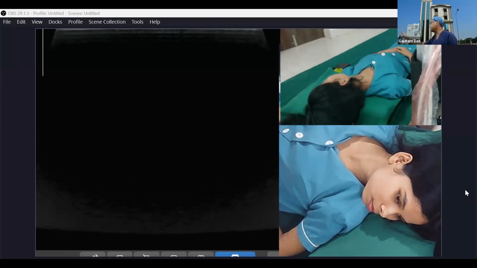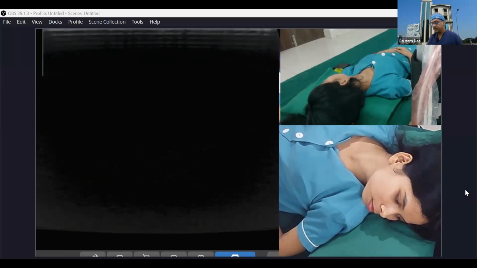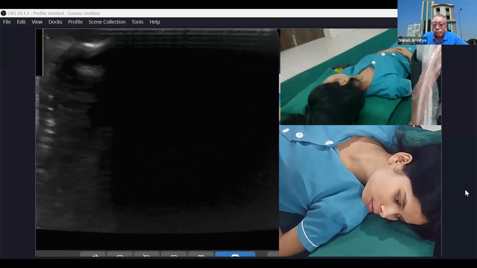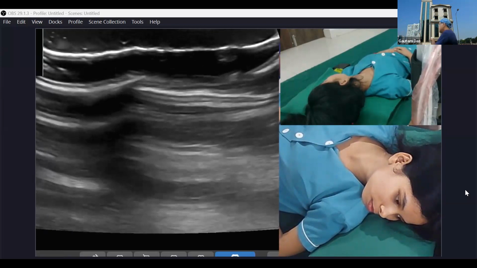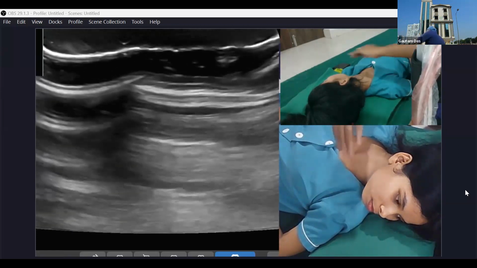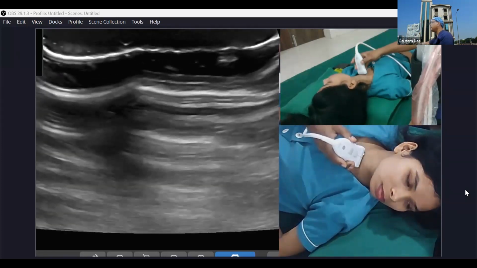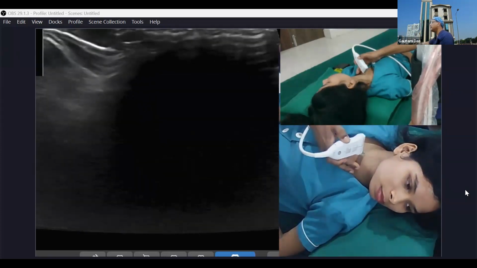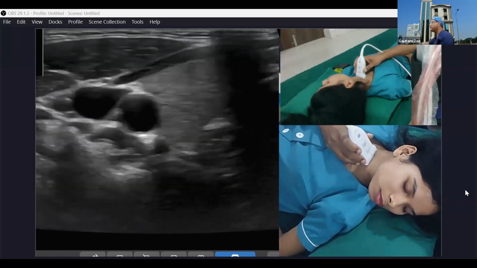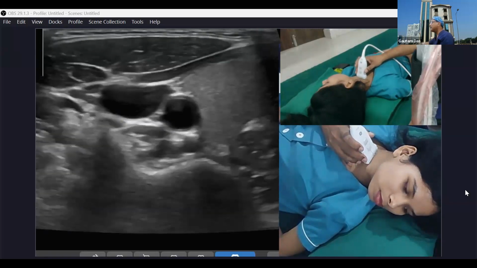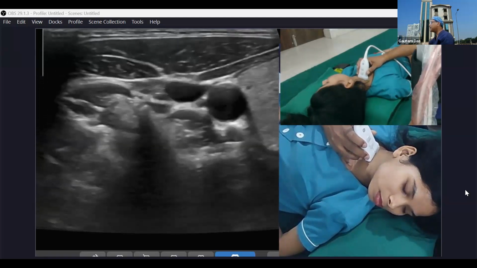I'll start scanning from anteriorly, and if you can remember, what was our landmark anteriorly? Cricoid cartilage, and the C6 level. I can palpate the cricoid cartilage and go there, or I can just scan it and you can see the anterior tubercle. Can you appreciate the anterior tubercle? In the middle of my screen, something projecting up.